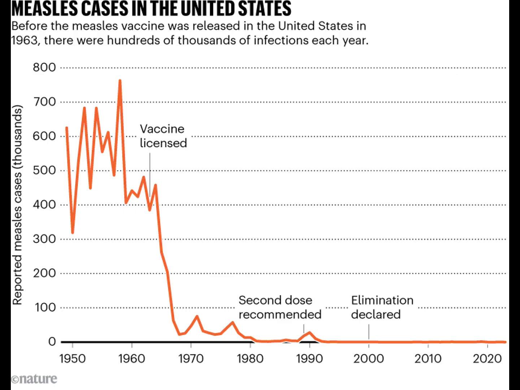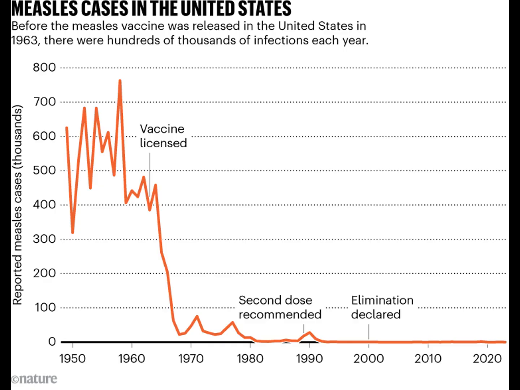So if we look at this graph of the reported measles cases between 1950 and 2020 in the United States, we can see that between 1950 and just before 1970, there were still quite a few cases of measles, between 300 and 800 cases per year. But when the vaccine got licensed just after 1960, the amount of measles cases dropped drastically.